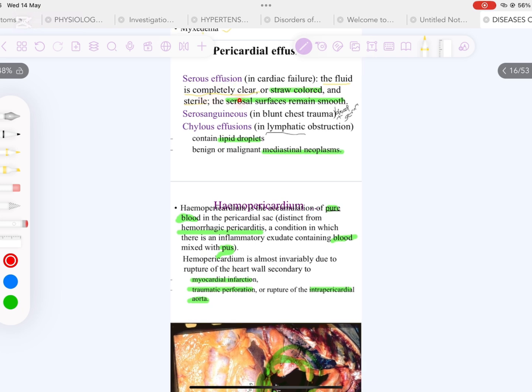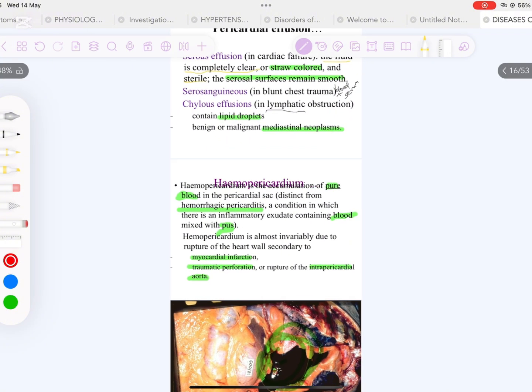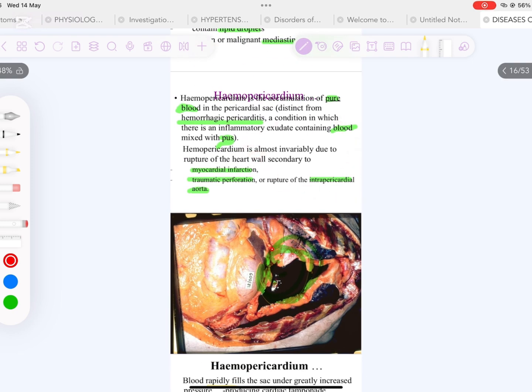So serous effusion is clear straw-colored fluid. Serosanguinous is seen in blunt chest trauma, so both blood and serum. And then chylous effusions, from lymphatic obstruction. Then you now see hemopericardium, only pure blood in the pericardial sac. Look at it here. All right.